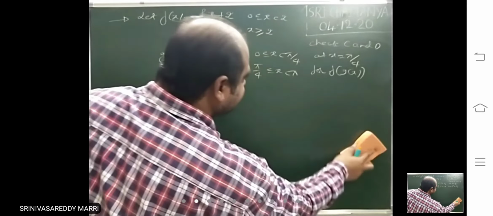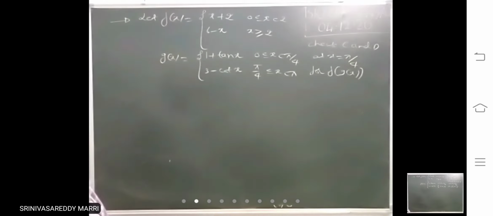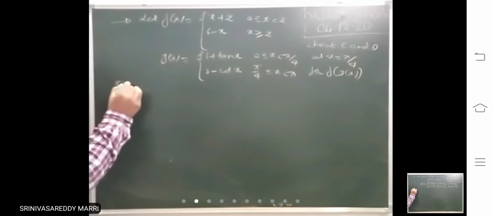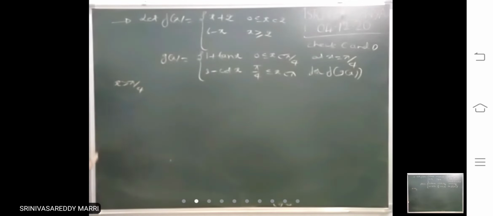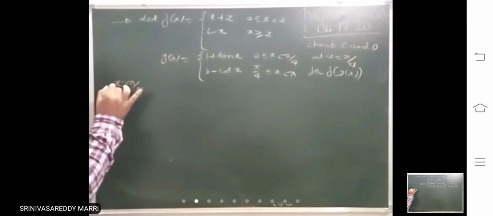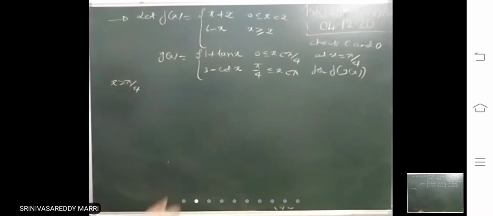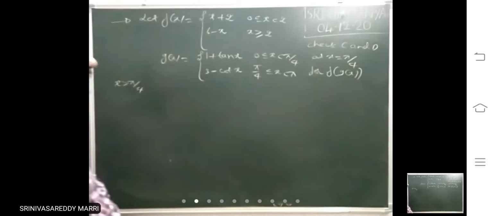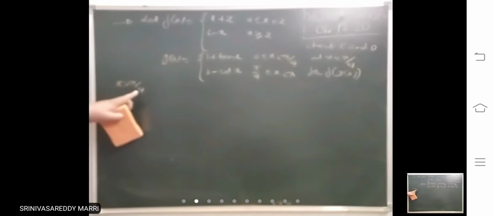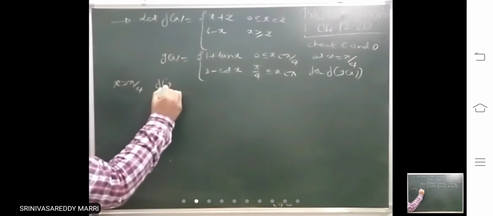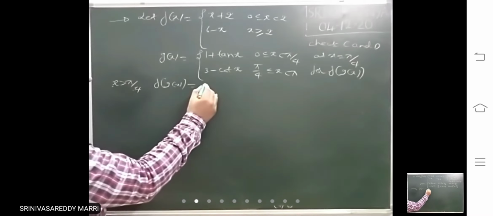So for checking continuity, you need the definition when x is greater than pi by 4 and less than pi by 4. For finding derivative also, you need the definition. When x is just greater than pi by 4, what is the definition? Completely we don't want, only at x equal to pi by 4. We will find out that only.